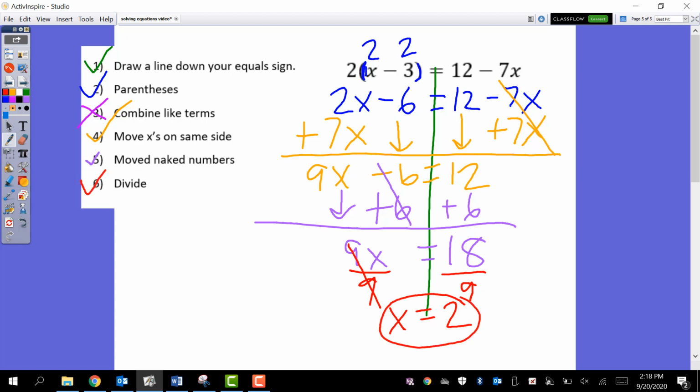X is alone. Okay, if you need to rewatch any of those steps, go ahead and do that right now. Otherwise, move on to your next assignment.